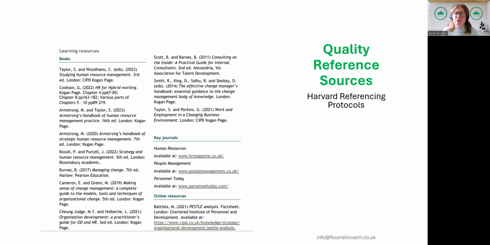The other aspect is to remember that the CIPD provides you with a comprehensive list of quality sources. You'll find those in the syllabus. So make sure you utilize those. They would be the first place I would go to. These are the key and current thinking on the topic. Make sure that when you are making references, you are using Harvard referencing protocols. So that means in text you're referencing correctly, but you also need to add that to the reference list.